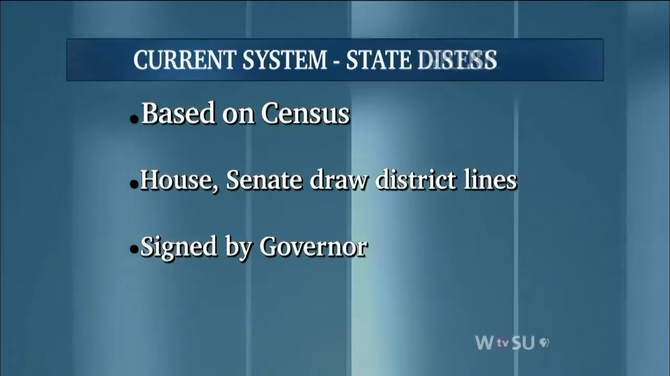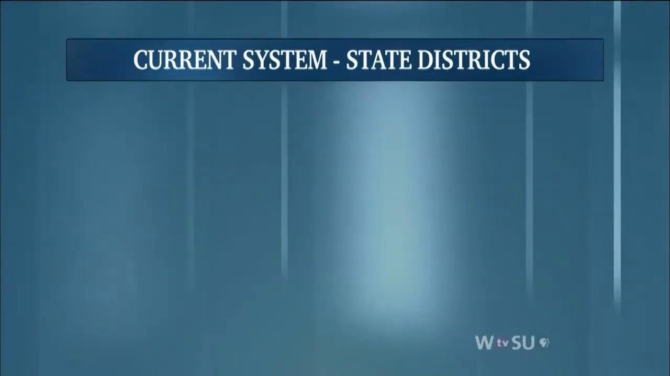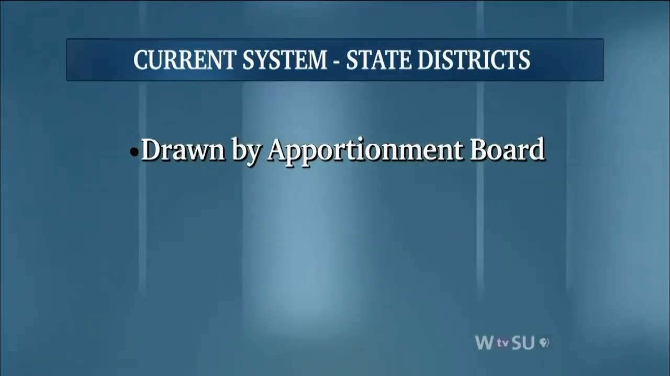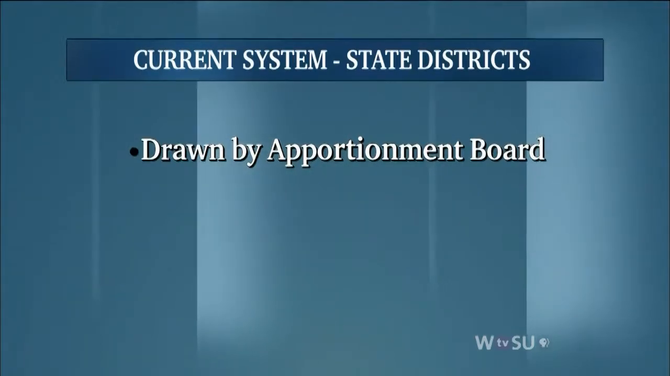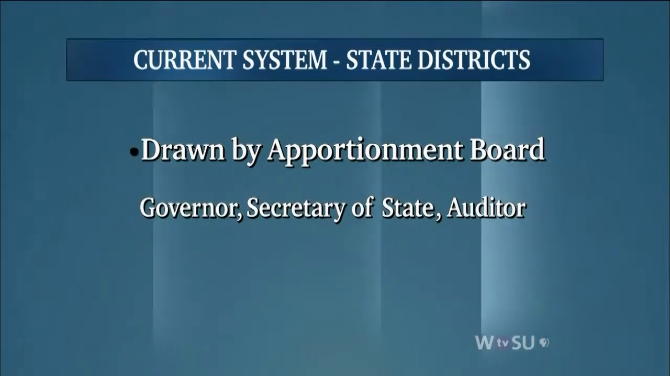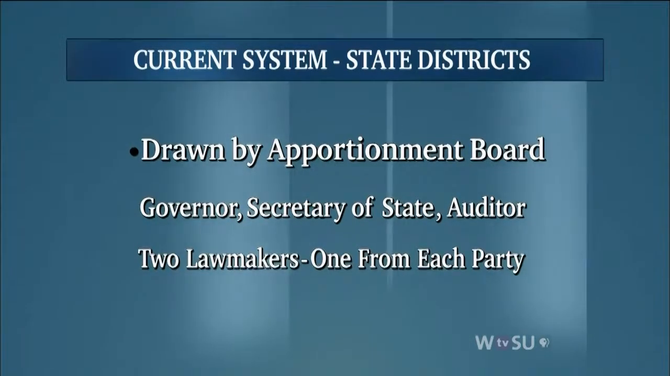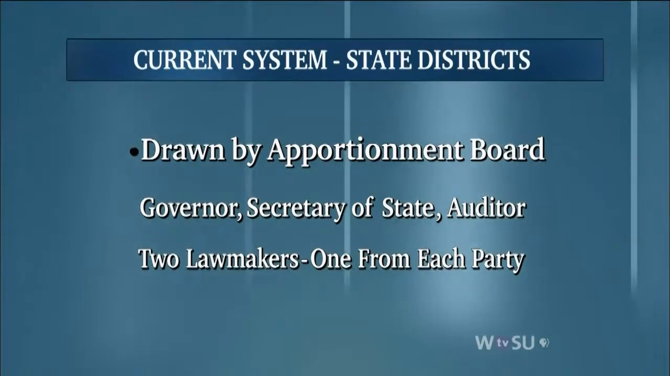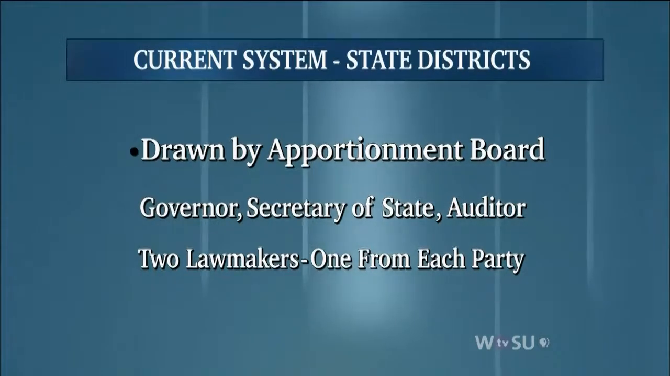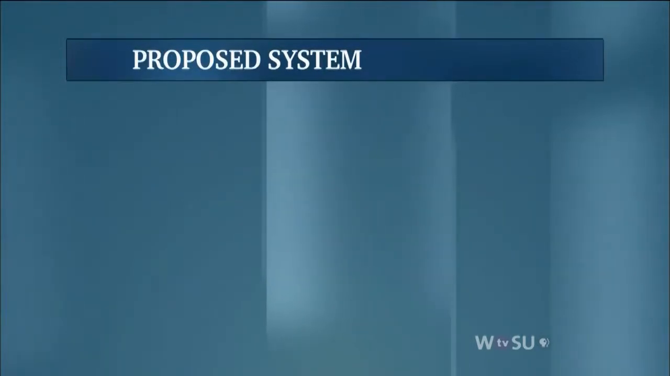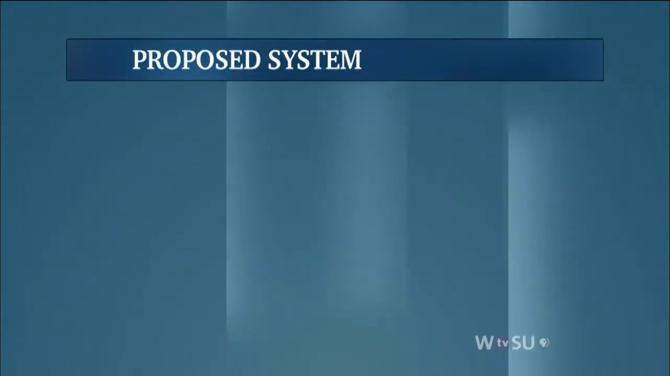State legislative districts for your state rep and state senator are drawn by the 5-member state apportionment board. That includes the governor, the secretary of state, the state auditor, and 2 lawmakers, 1 Democrat and 1 Republican. If voters pass Issue 2, the job gets handed over to an unelected commission. We'll get to the details of that in a moment, but the commission has rules.